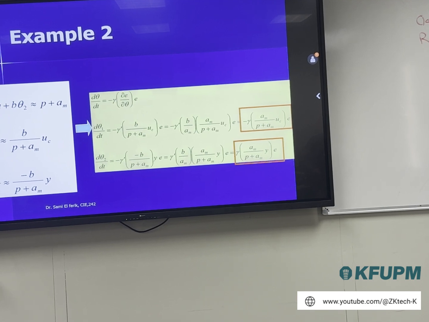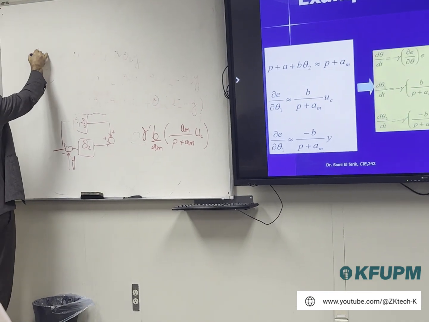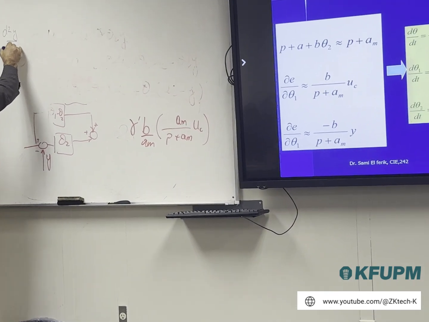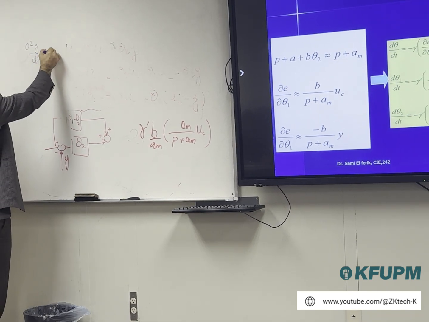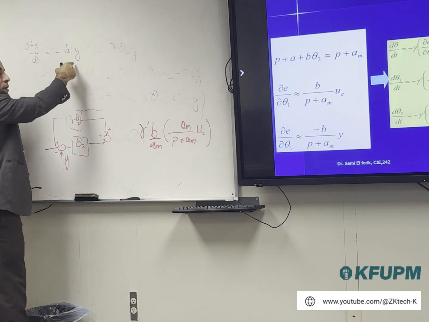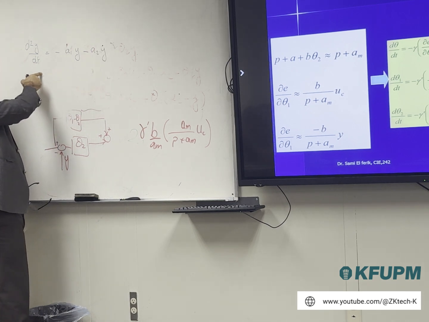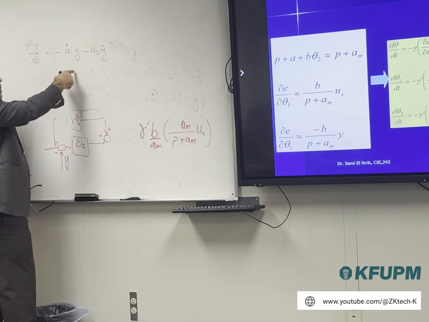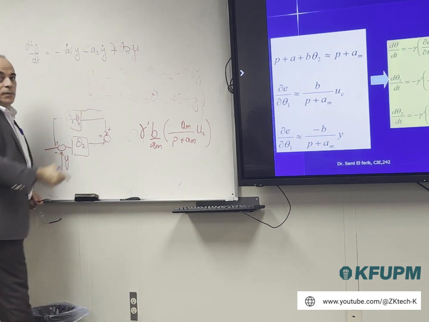So basically what we are saying is this. We have a second derivative of y with respect to time. If you would like to write it in state space, it is equal to minus a1 times y minus a2 multiplied by y prime. This is your characteristic equation. Plus b multiplied by u. Everybody is okay with this?